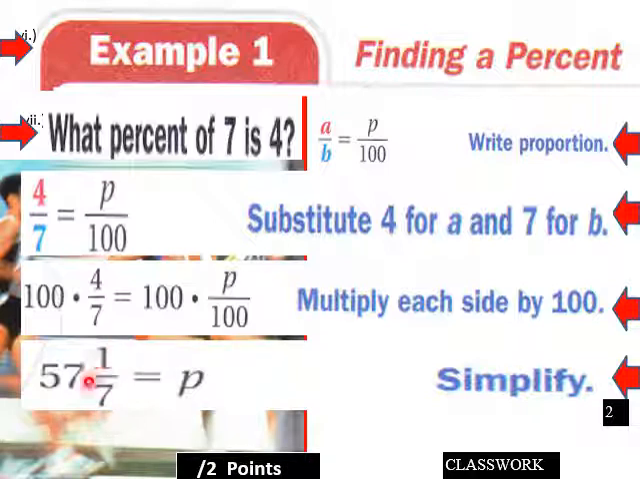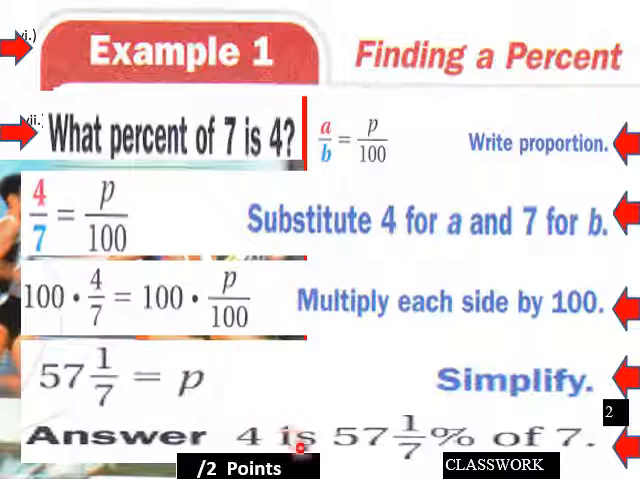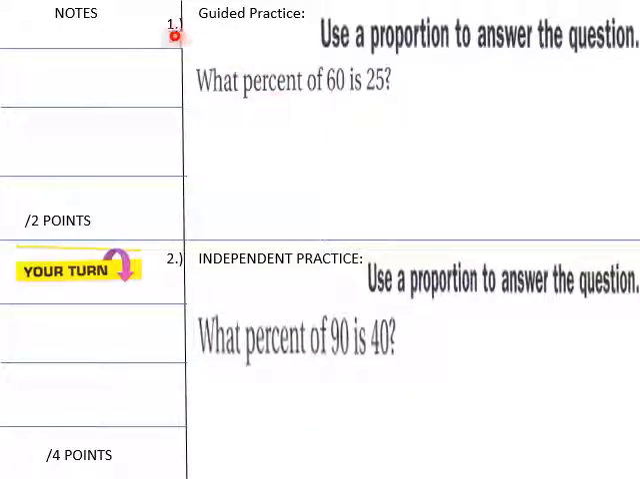And they eventually come out with 57 and 1/7 equals P. So that would be our percentage there. 57 and 1/7% of 7 is 4. So that's what they get. 400 would equal 7P, and then you divide 7 into 400, and you would get this number here. Okay, let's try this now.